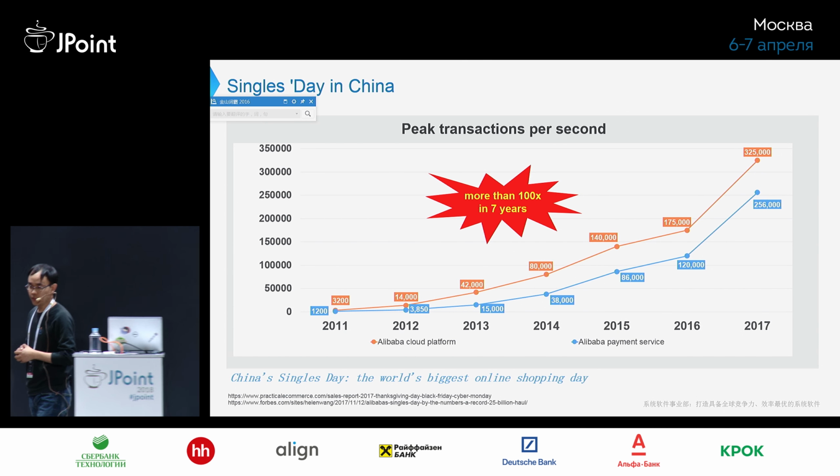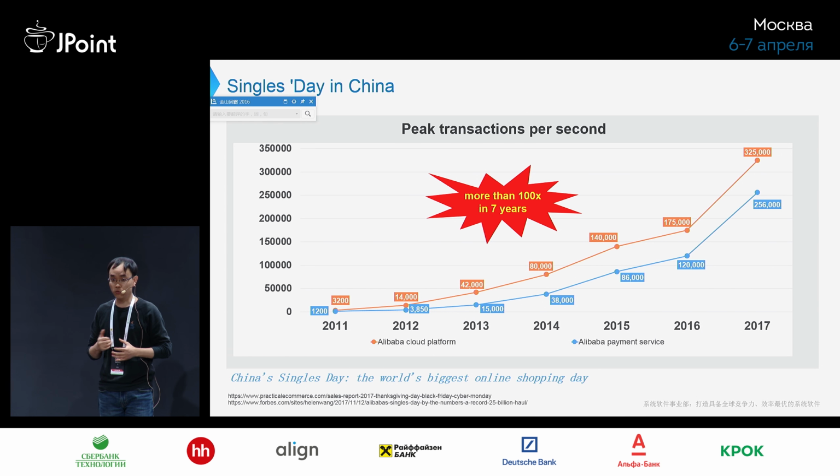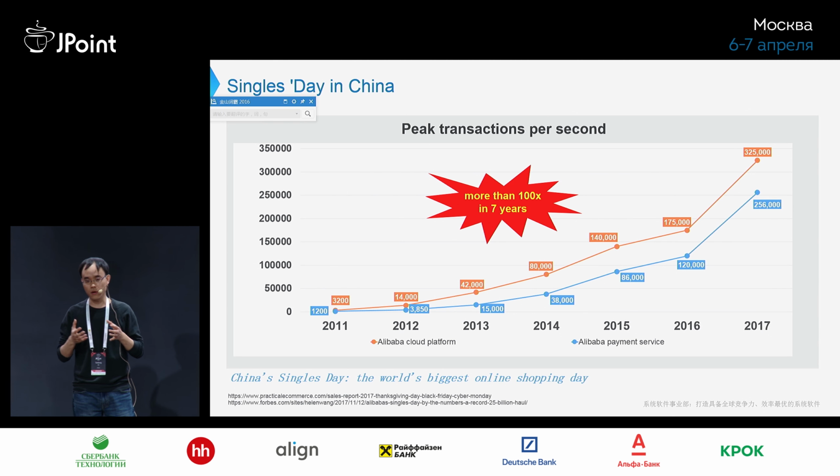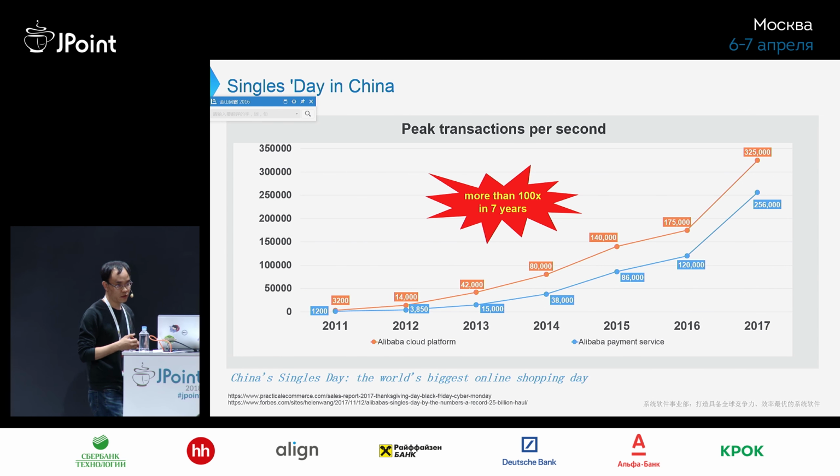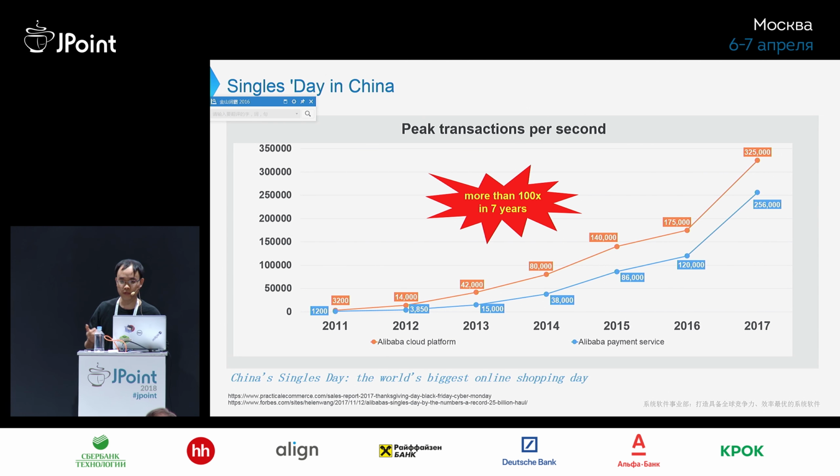Okay, let's take a close look at Singles Day in China. Singles Day takes place on November 11 every year. On that day, many people buy goods and gifts on the Alibaba online platform. I think Singles Day is almost the largest online shopping day in the world.